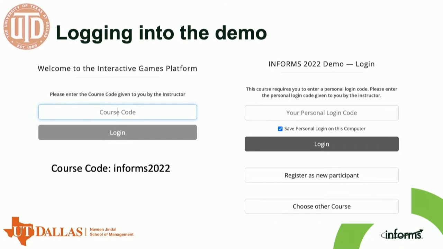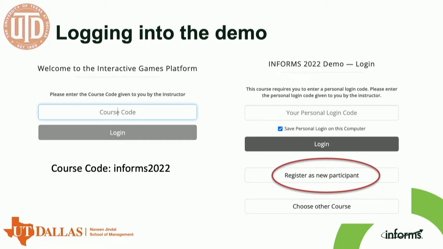So after that, it shows you this screen where it asks for a personal login code, or it also lets you register as a new participant. I will ask you to register as a new participant because obviously I didn't know who was going to be here and I had no way of uploading anything.